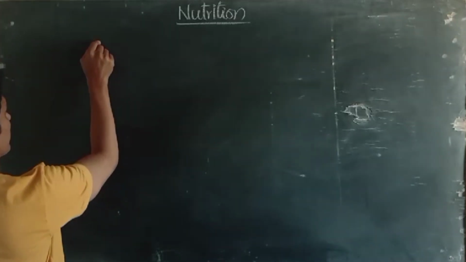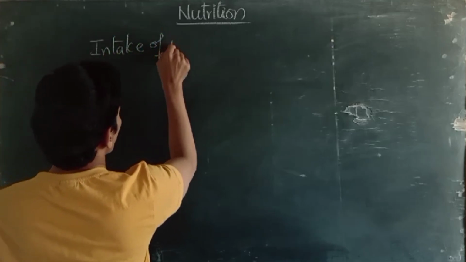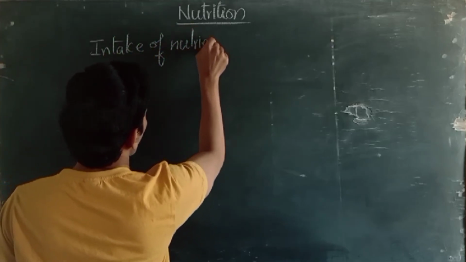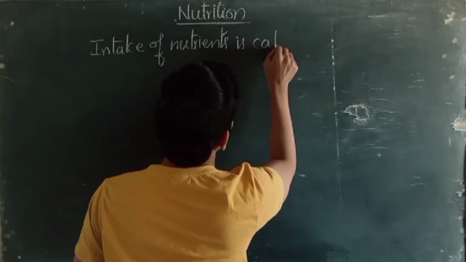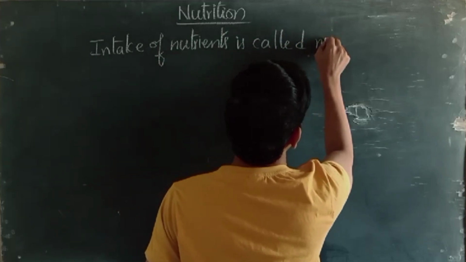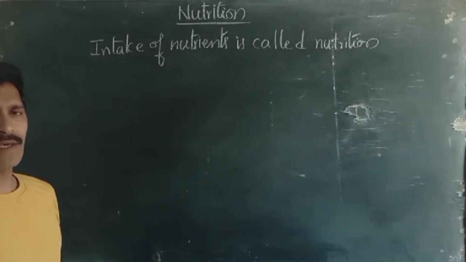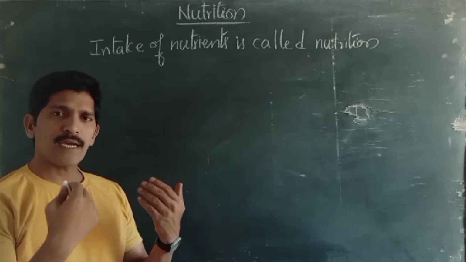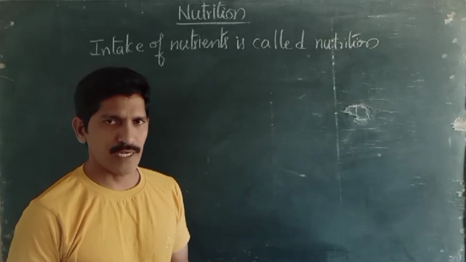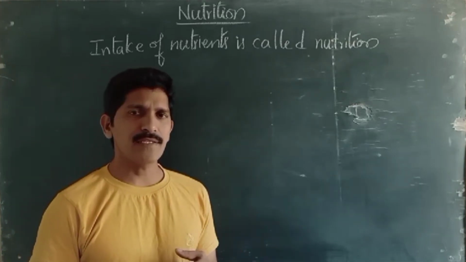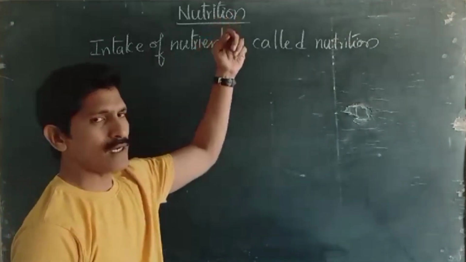So intake of nutrients is called nutrition. Generally, we are taking any kind of food material. That food material contains a minimum of 2 or 3 kinds of nutrients. So whatever food we are taking in is nothing but intake of nutrients. That intake of nutrients is called nutrition.